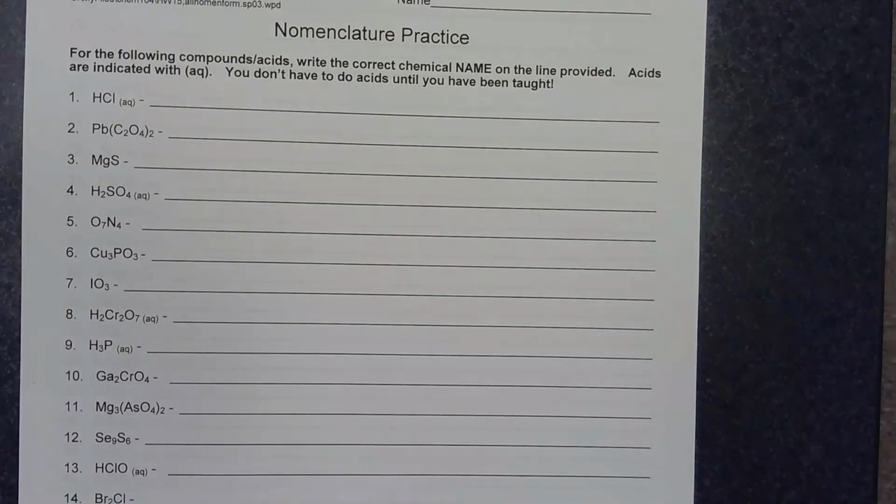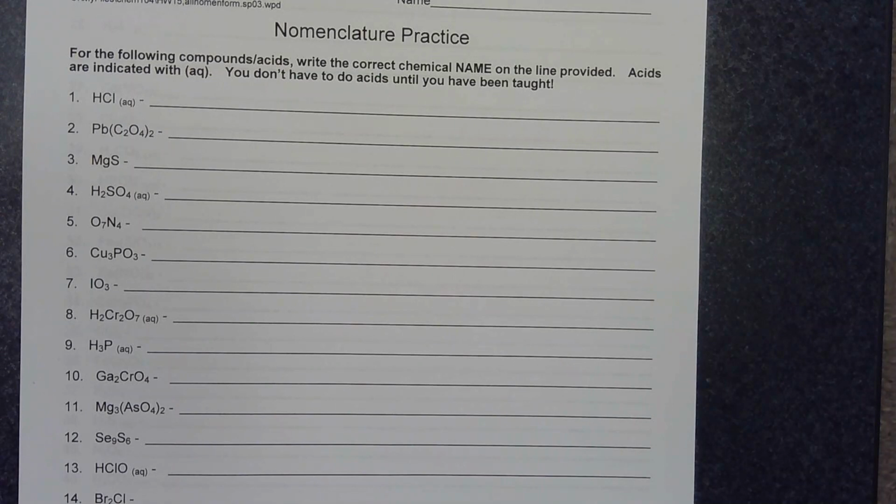Okay, the first thing that I do when I have a nomenclature worksheet is label what type of compound they are. And that helps greatly. So I'm going to take the first 10 of these right now, and we're going to label what type of compound these are. So HCl-AQ.